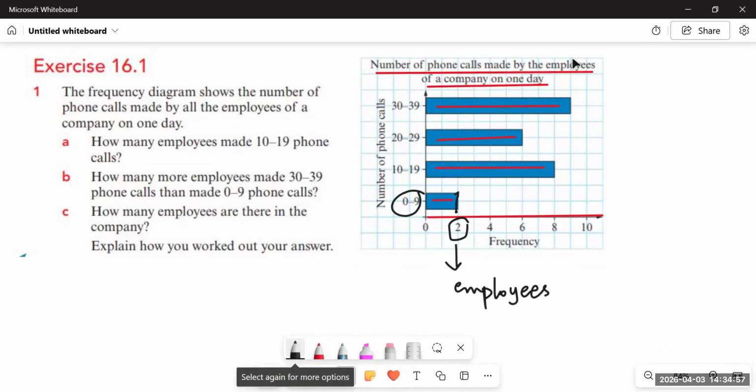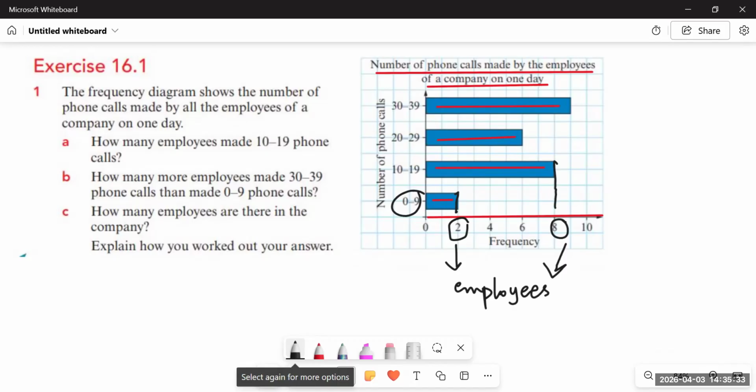It could be 4 calls, 5 calls, 3 calls, 8 calls, or both of the employees could have made the same number of calls or a different number of calls. We don't know, but it tells us that there were 2 employees who made less than 10 phone calls. Then comes the second bar and it is up to 8. It tells us that there were 8 employees who made 10 to 19 calls a day, that is, more than 9 but less than 20 phone calls in one day.